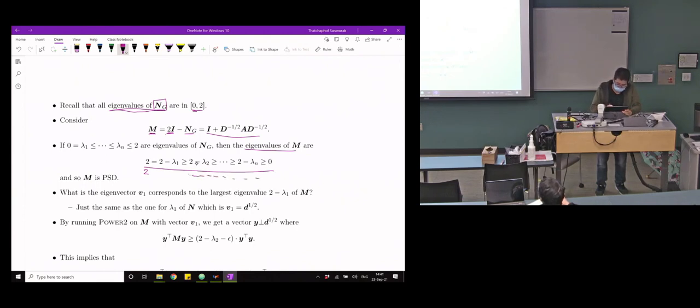Now, we know how to get the second largest eigenvalue from M. If we get the approximation of this, we should get the approximation of lambda 2, which is the second smallest eigenvalue of the Laplacian.